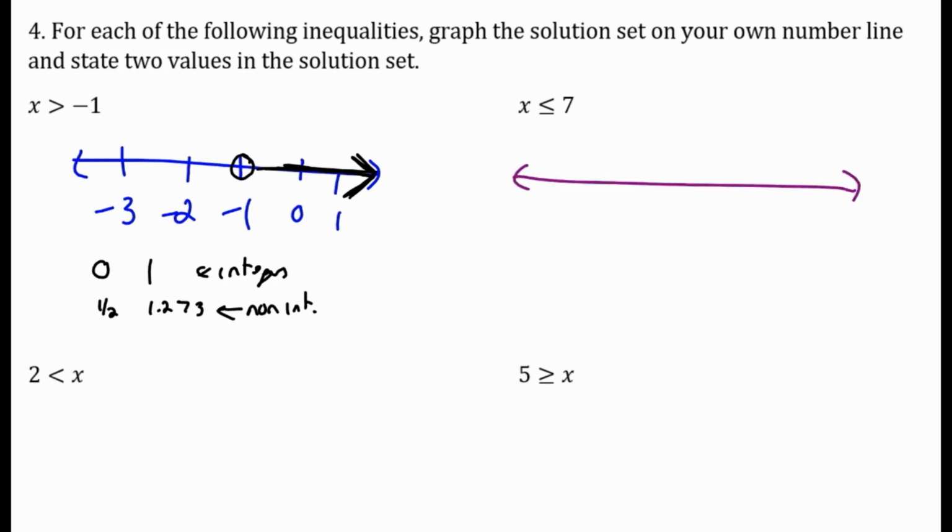X is less than or equal to 7. So here's 7, 8, 9, 6, and 5. 7, notice, is going to be getting a closed circle. It's going to get a closed circle because I have that equal to. 7 is part of the solution set here. And I want smaller than 7, so I'm going to shade to the left. Notice it follows the way the inequality is pointing. So I have a closed circle, and I'm going smaller than 7.